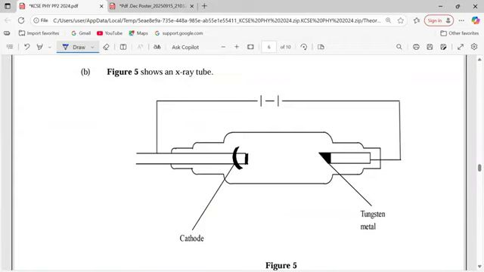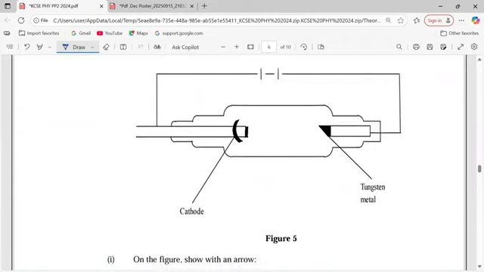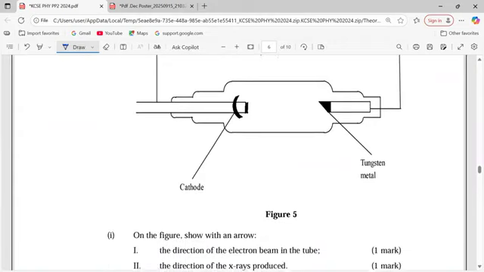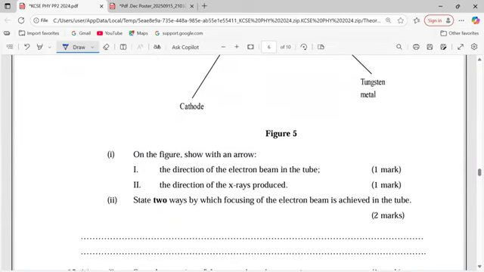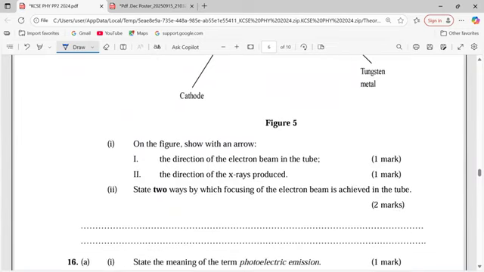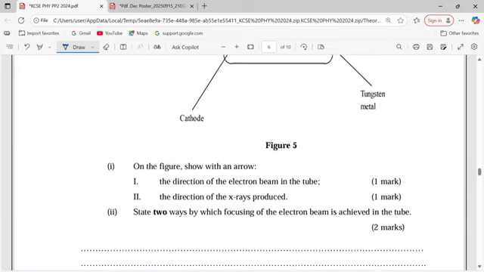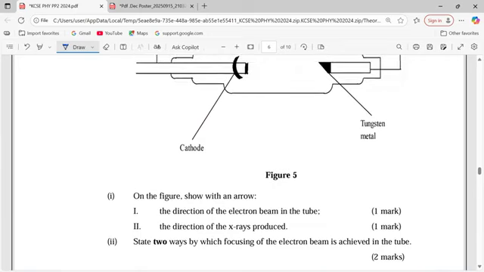Back to the paper now. We can see the cathode, we can see tungsten metal. Then look at Roman 1 of this question. On the figure, show with arrows, 1, the direction of the electron beam in the tube, and 2, the direction of the X-rays produced.